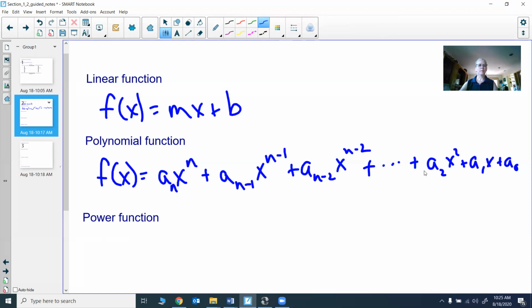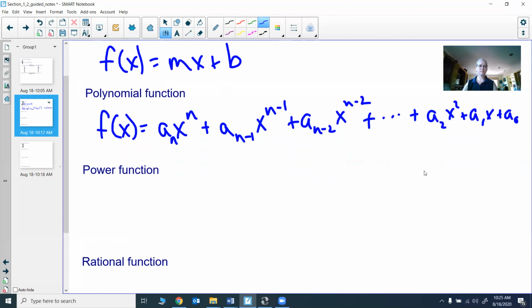We also have a power function. A power function is a function that would be just some number, let's call it a, times x to some power n. Up here, these n's have to be greater than or equal to 2.